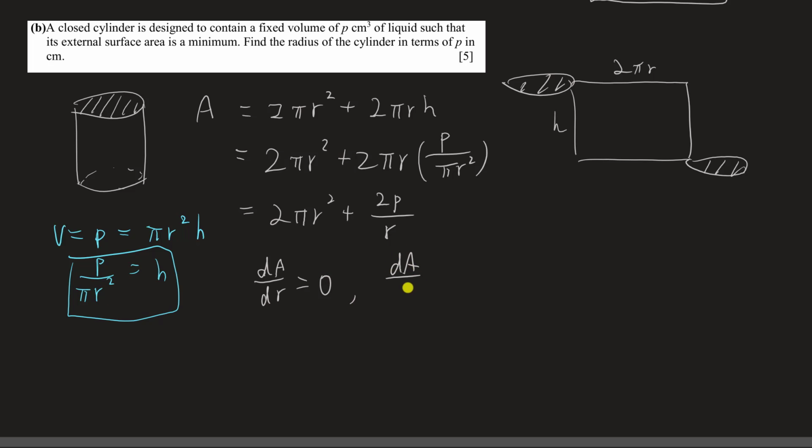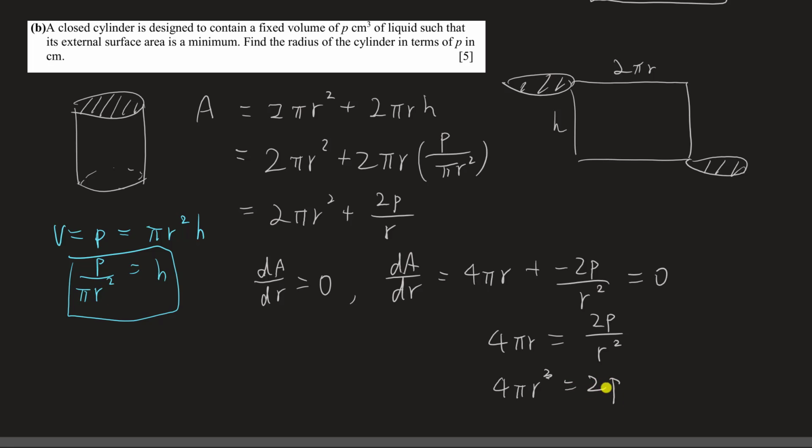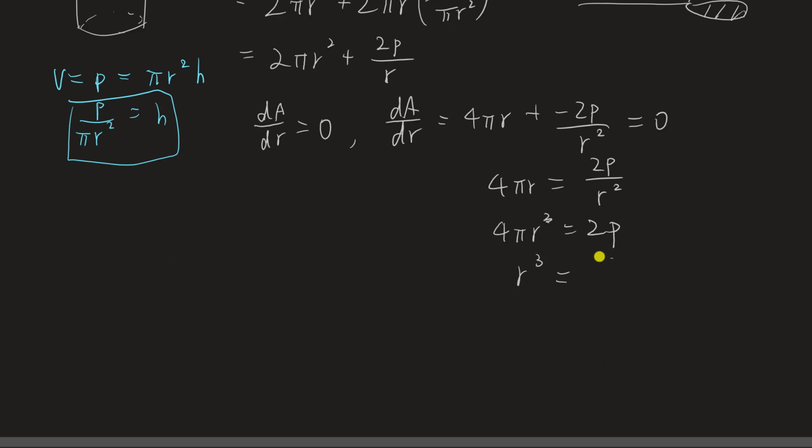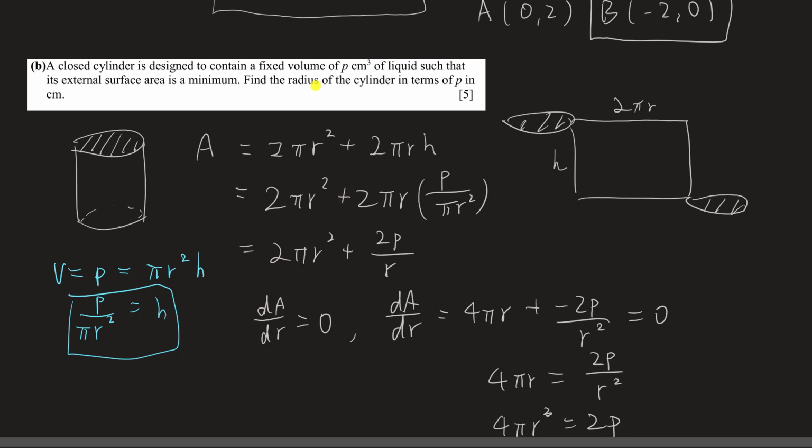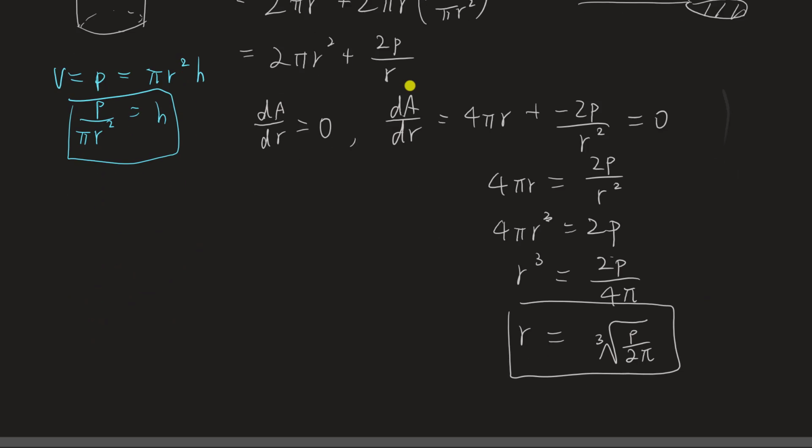Meaning dA/dr is equal to 4πr plus negative 2P/r². Equating this to 0 will give us 4πr = 2P/r². 4πr³ = 2P. r³ is equal to 2P over 4π. r will be the cube root of P over 2π. Bringing this back to the question, find the radius of the cylinder in terms of P in cm.